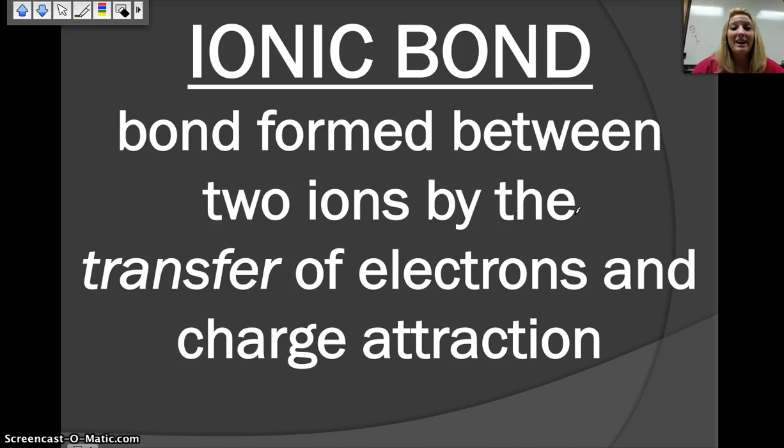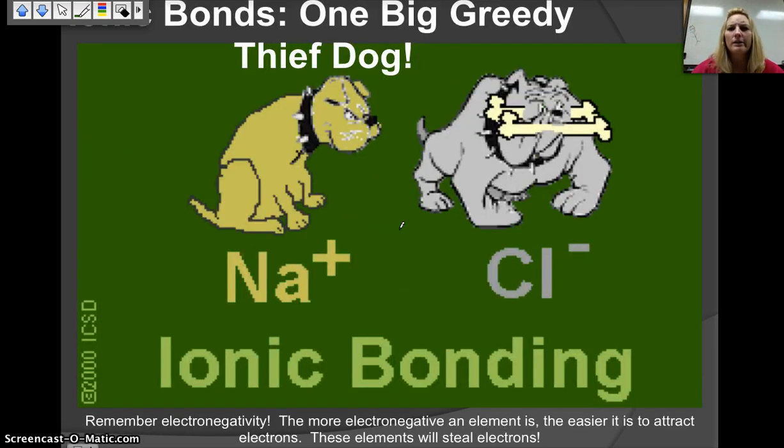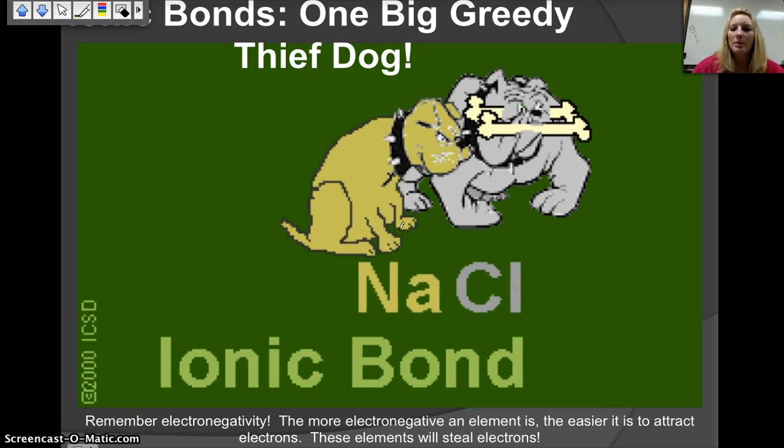So when these ions come together, they form an ionic bond. It's a bond formed between 2 ions by the transfer of electrons and charge attraction. Okay, the elements that want the electrons are going to steal them, and then there's going to be charges, and opposites attract. This is kind of like one big greedy dog thief. Okay, and remember, it all has to do with something called electronegativity.